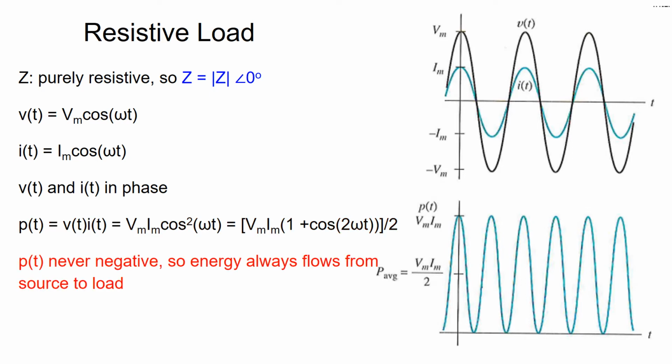Notice that the power is never negative. This means that energy is always flowing from the source to the load, where it is absorbed by the load and dissipated in the form of heat or perhaps light.